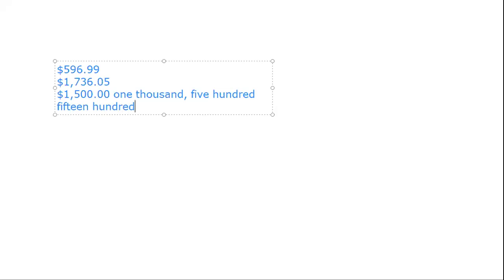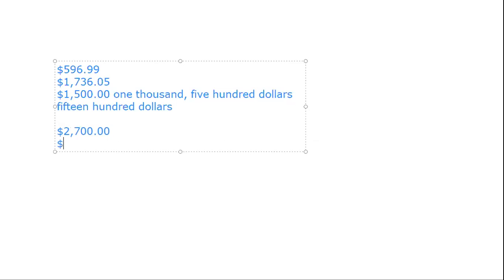So this is a different way that we can talk about prices. So for example, instead of saying $1,500, I was missing the dollars, you can say "fifteen hundred dollars." And people will understand. The same is going to happen if I have these amounts. For example, how would you read it? 2,700 dollars. Excellent, $2,700. So how about these?